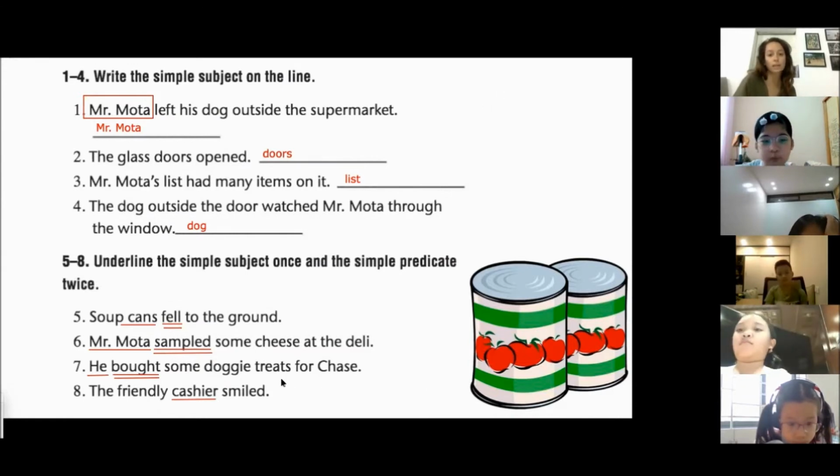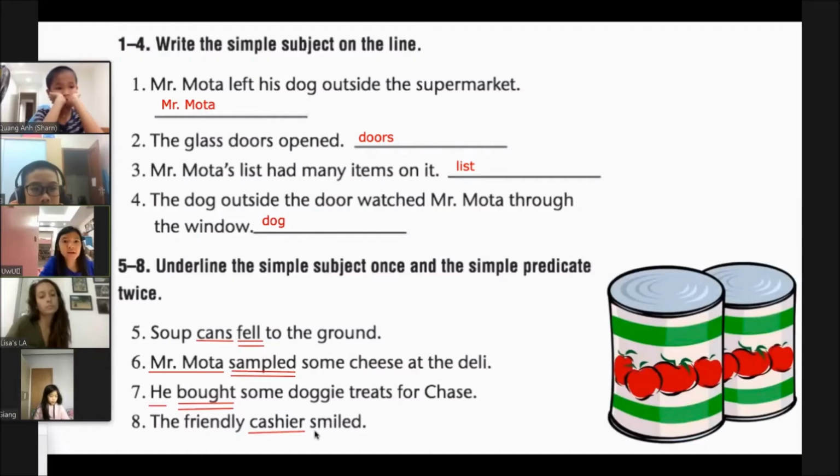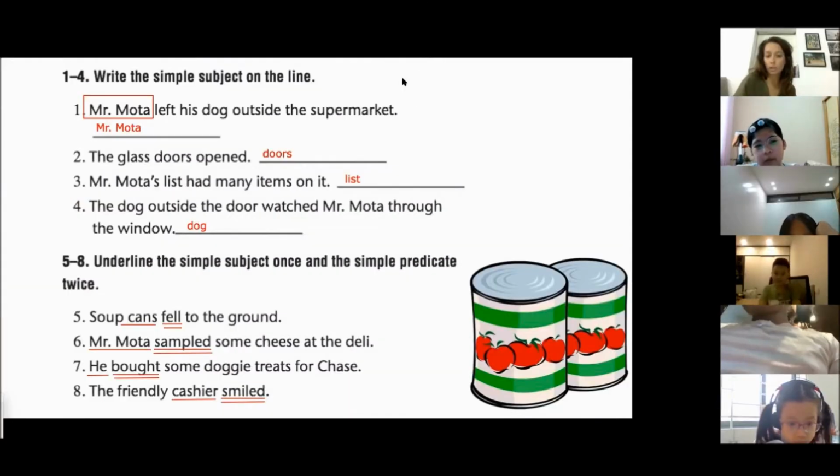What's our simple predicate? What did the cashier do? Smiled. Good job. What did the cashier do? Smiled. Good job. Thank you. Does anyone have questions about this one?